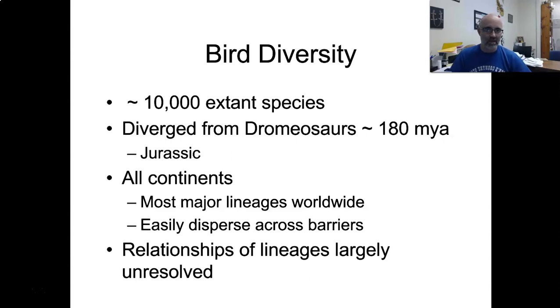Something like a lungless salamander you don't find in Africa or Australia. Why? Because they're not very good at flying or swimming across saltwater. Birds, right, disperse easily. Birds fly from one end of the globe to the other.